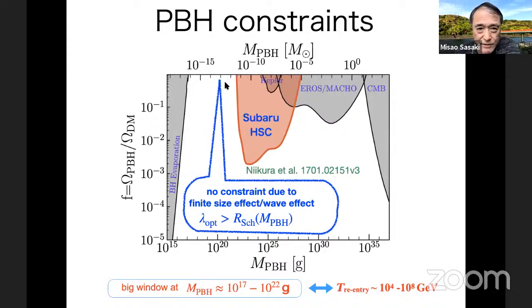Misao, but interestingly, sorry? I have a question. Where on this plot are the constraints coming from the non-disruption of, say, neutron stars by black holes that, you know?